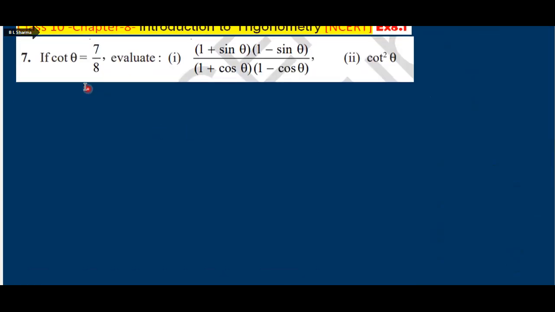Question number 7 on your screen. It is given cot theta is 7/8. देखिए cot theta 7/8 given है, तो ये हो गया cot theta is 7/8, means base upon perpendicular is 7/8.